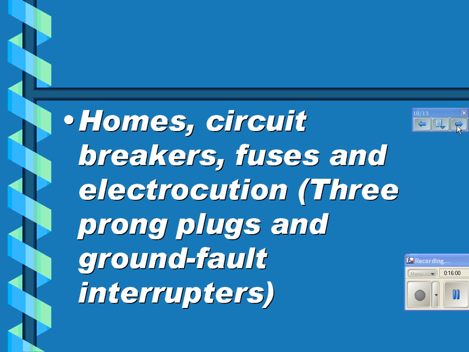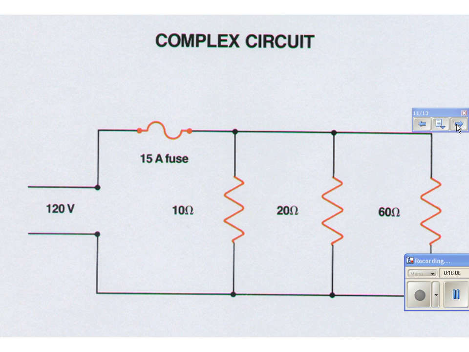And the first device that was designed to help prevent death and destruction is a fuse. The purpose of a fuse, it's just a thin piece of metal that as the current flows through it, it heats up. Remember, any metal that has resistance is going to heat up when there's current flowing through it.